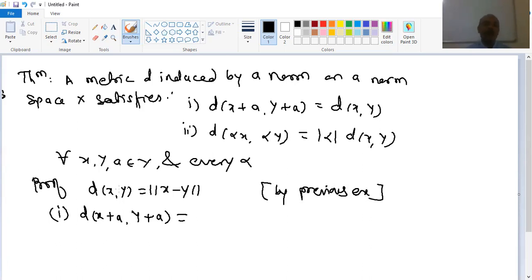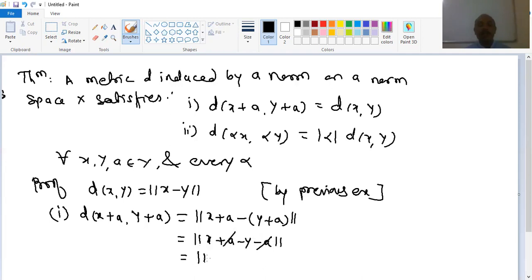d of x plus a, y plus a, in other words, is norm of x plus a minus y plus a. This is equal to norm of x plus a minus y minus a. This and this get cancelled, and that is equal to norm of x minus y. But as we know, this norm of x minus y means d of x, y.